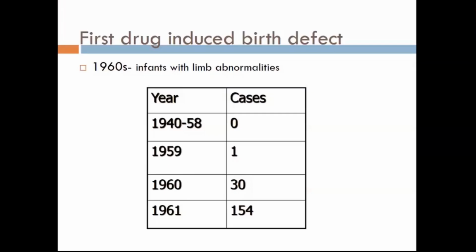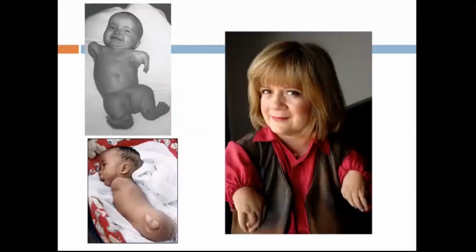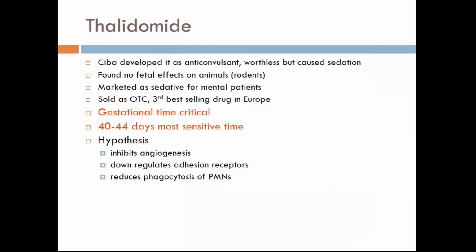So drugs, we all know, cause infants with limb anomalies. We never see this now, so these are all historical pictures. This is thalidomide. Thalidomide was used as an antiemetic or sedative.